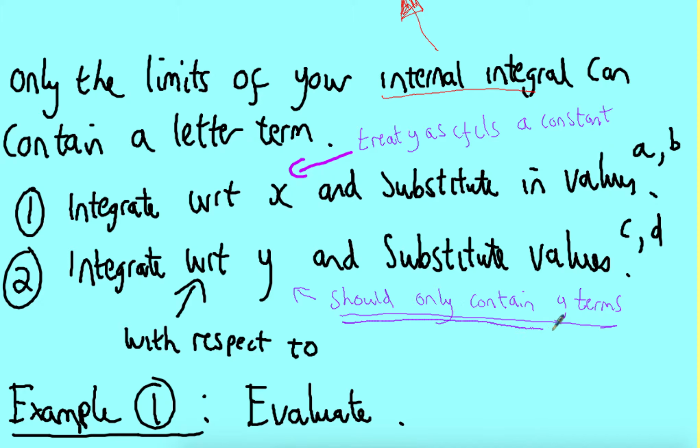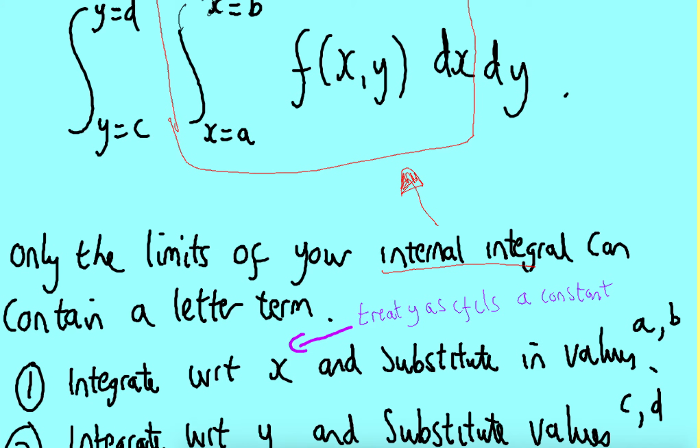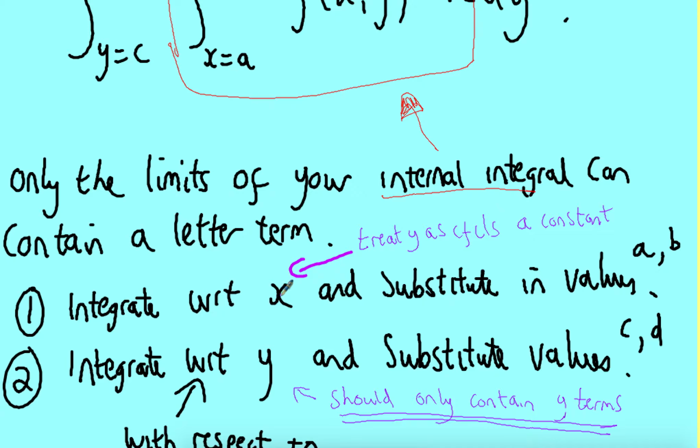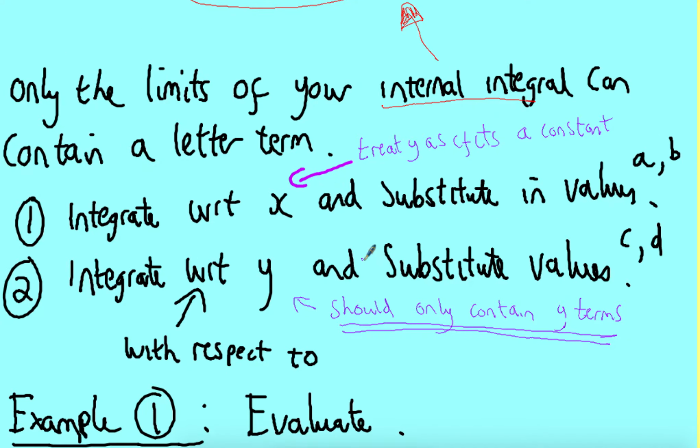So the first part, when we integrate the middle bit, which is with respect to x, because we've got dx first, we integrate the x terms and we treat y's as if it's a constant. And then we substitute in our limits of integration a and b. Then we integrate with respect to y. We should only have y terms in our second function after we've done this first bit. And we substitute in our two numbered limits c and d.